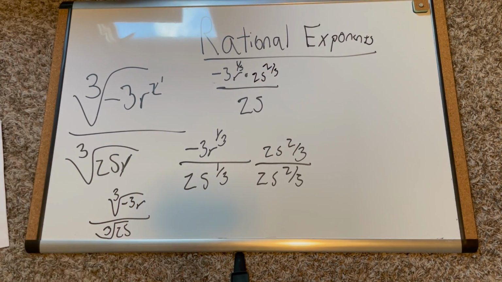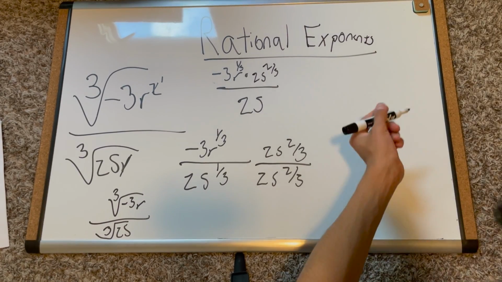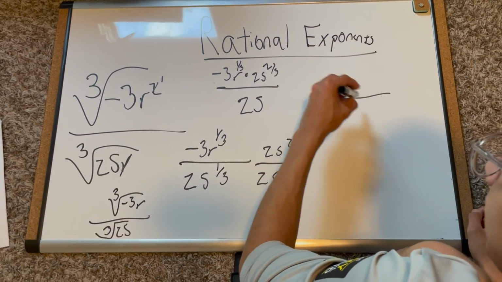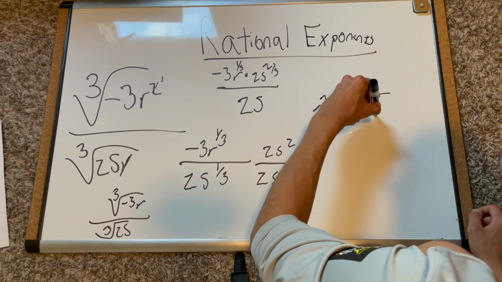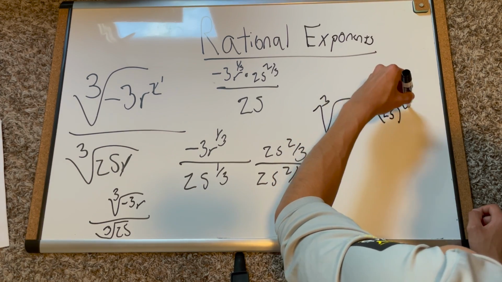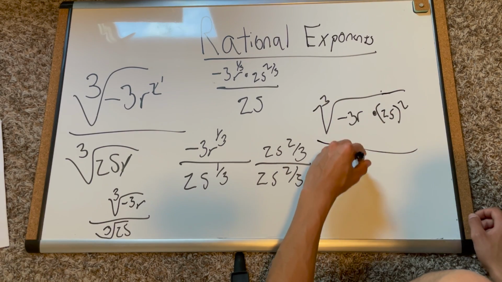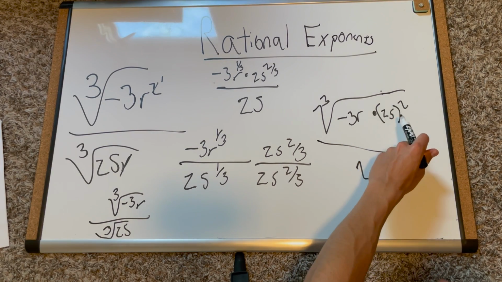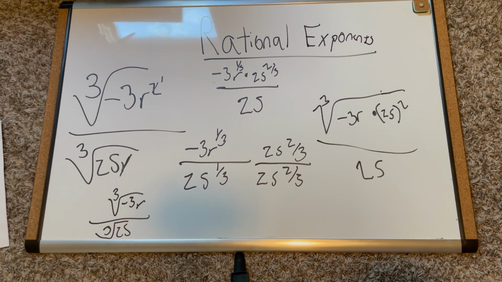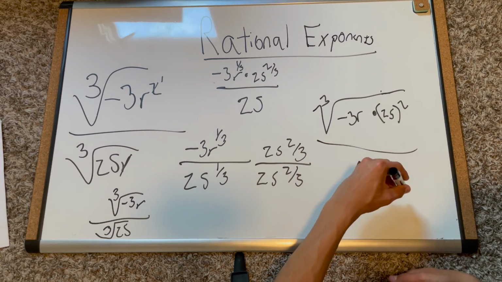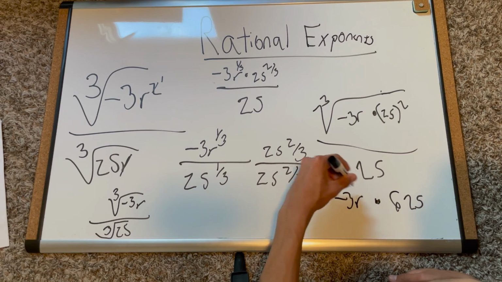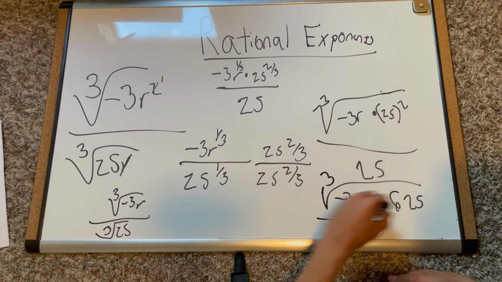So they both have the common denominator, right? And since they both have a common denominator, you can put them both under the same radical. So the same radical, cube root of -3r times 25 squared, is over 25. So we can't really do anything here. We can't cube this, but we can simplify this even further. 25 times 25 is what? That is 120. Oh no, that's 625. Sorry about that. 625 times -3r. So we still can't do anything.